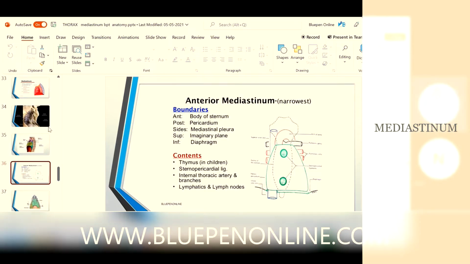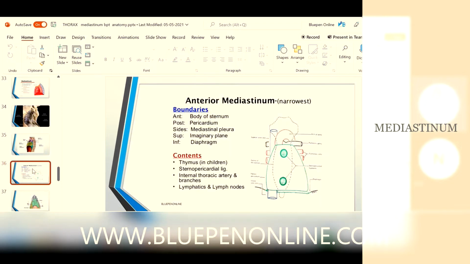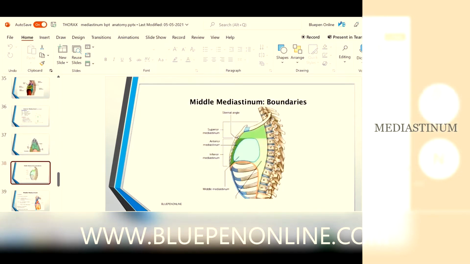Again, we can divide the inferior mediastinum into three: anterior mediastinum, middle mediastinum, and posterior mediastinum. First let's study the anterior mediastinum. Its boundaries are anteriorly the sternum, posteriorly the pericardium, sides by pleura, top by the imaginary plane, and inferiorly by the diaphragm. Next is the middle mediastinum.